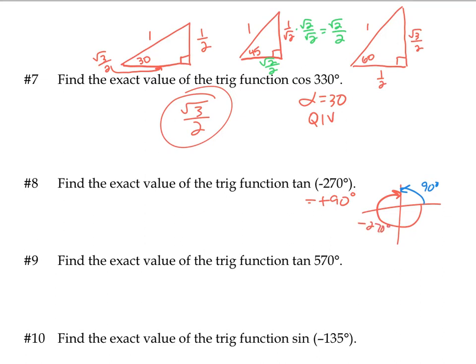Okay, so I'm talking about this point right here. That point doesn't use one of those special triangles. That's the point (0, 1). Tangent is y over x, so 1 over 0, that's undefined. Undefined. All right, can't divide by 0.